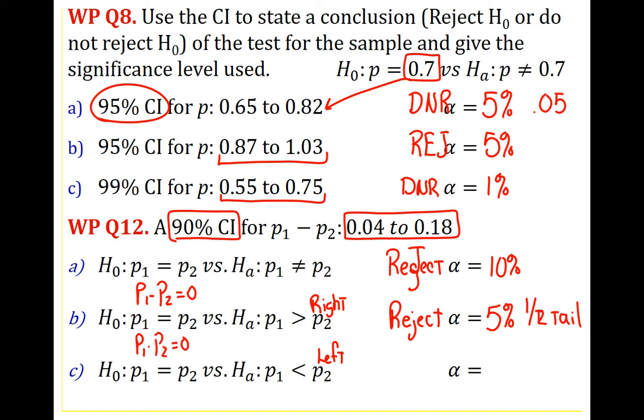So now I'm looking to see if 0 falls within that number. Okay, well, 0 does fall below 0.04. So it's definitely in there. So I do not reject that because it's in there, right? I'm looking to see, is 0 in that value? Well, it is. It's below it.